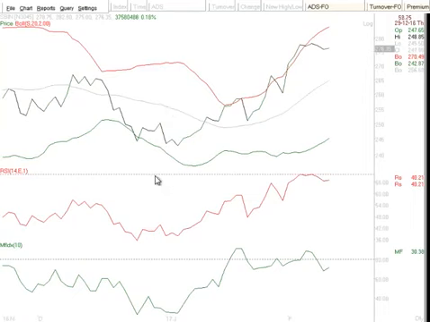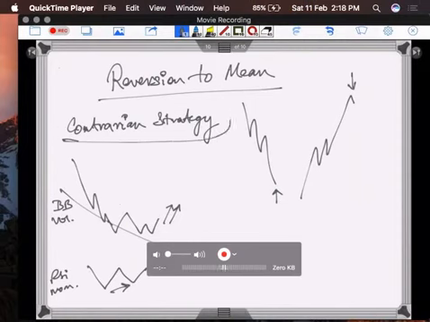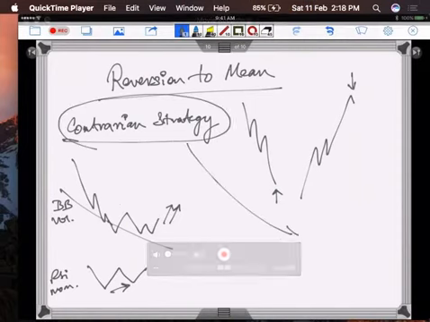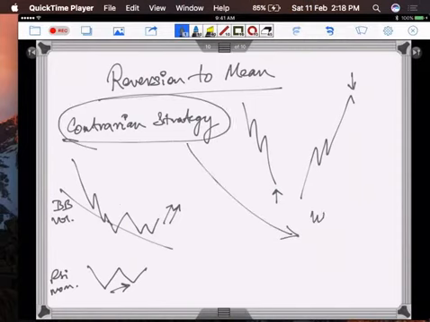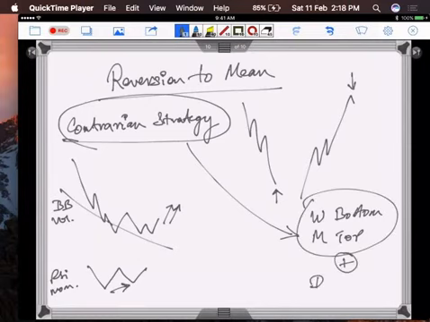So this setup will give me a contrarian strategy where I will need bare minimum an M top or a W bottom. W bottom I need for a buy. M top I need for a sell. And with this, it has to be added with any 1 or 2 or 3 divergences. Divergences, RSI, MACD, MFI, and there are more I will show.